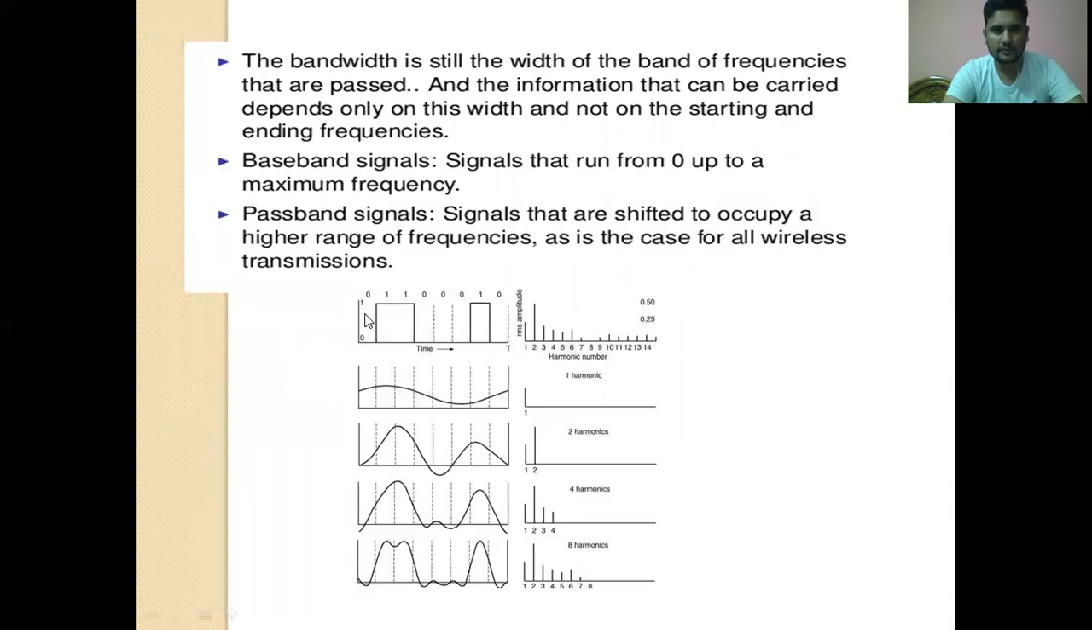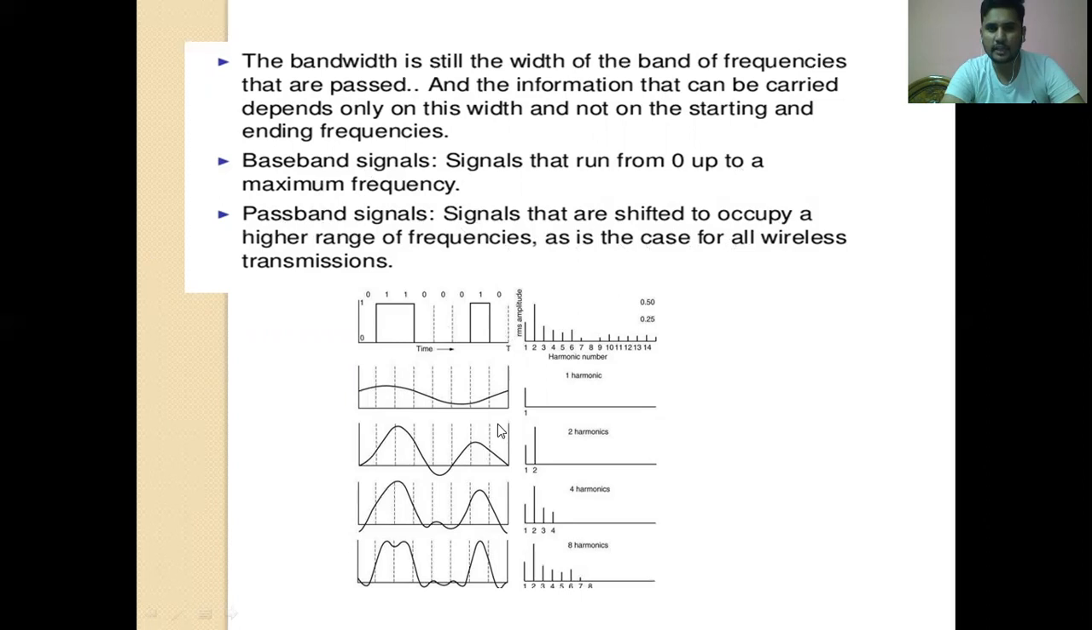So this is the bandwidth. Bandwidth is the width of the band of frequencies that are passed, and the information that can be carried depends only on this width and not on the starting and ending frequencies. There are baseband signals and passband signals. Baseband signals are signals that run from 0 up to a maximum frequency, and passband signals are signals that are shifted to occupy a higher range of frequencies, as in the case of all wireless transmissions.